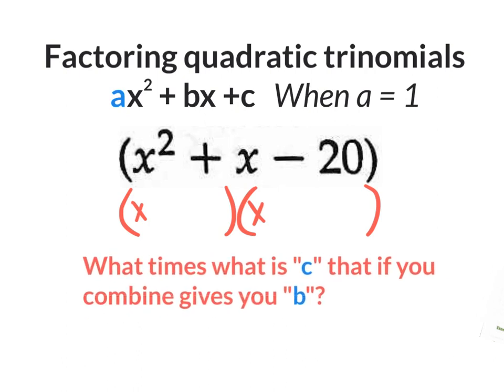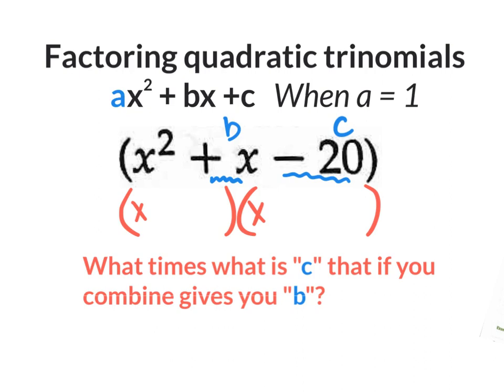This is it right here, guys. Again, what you're asking yourself is what times what is the c value, which happens to be negative 20, that if you combine gives you the b value, which happens to be positive 1. Now, if you struggle with this, if you're not that good with multiplication tables, get your calculator out, all right, and just make a list.